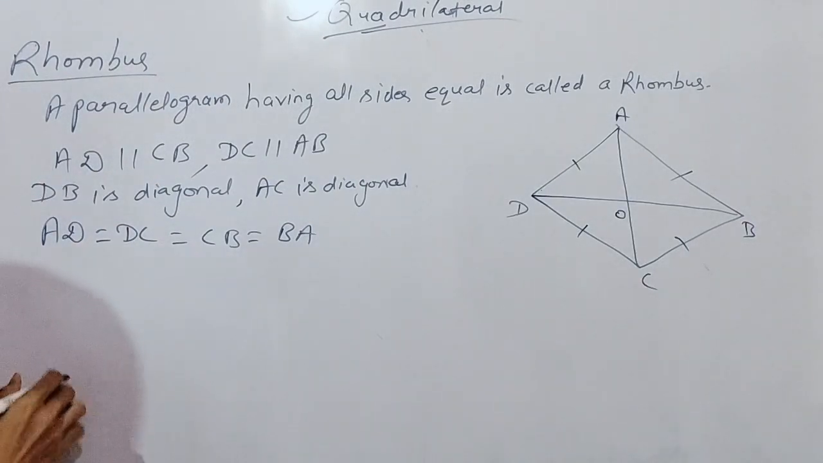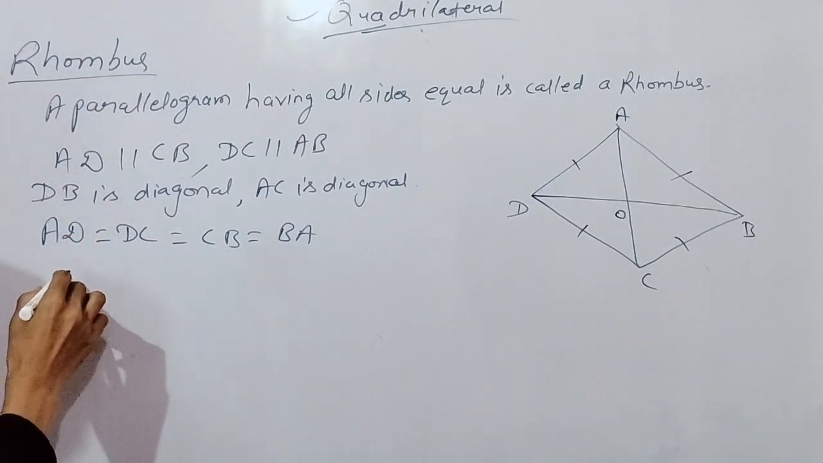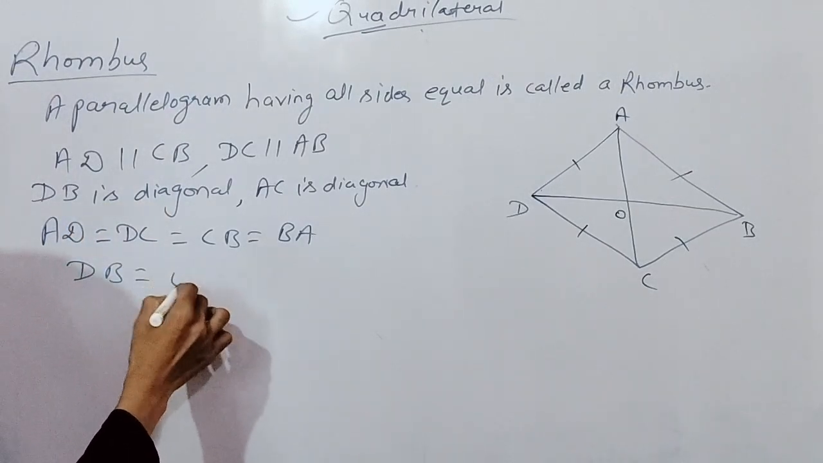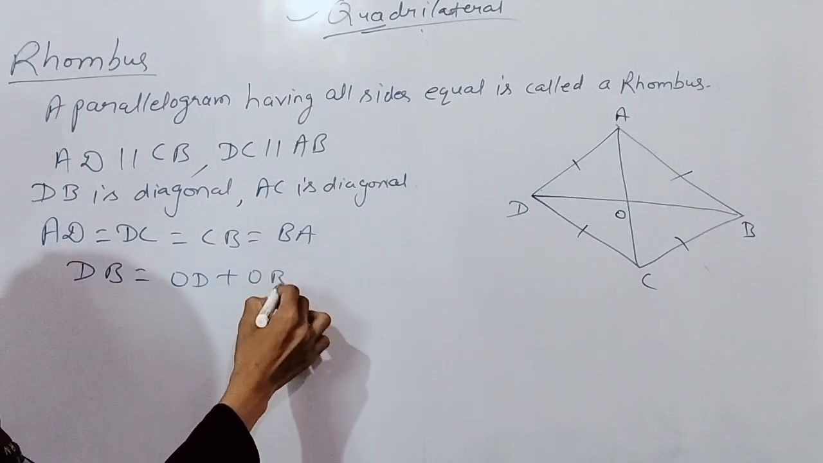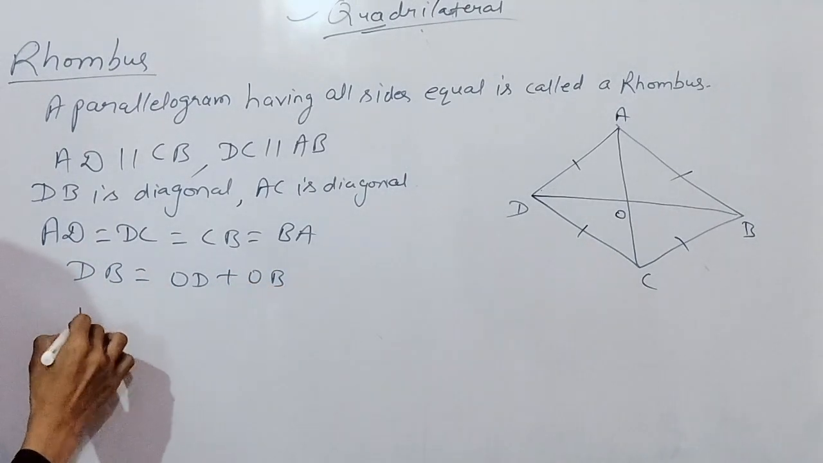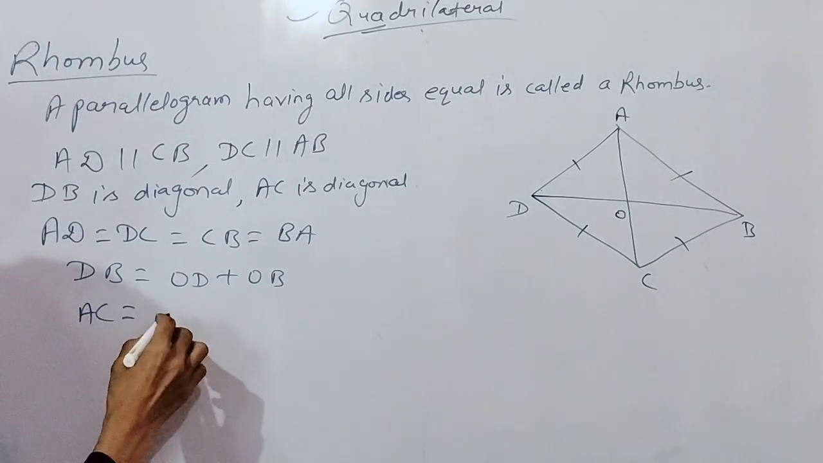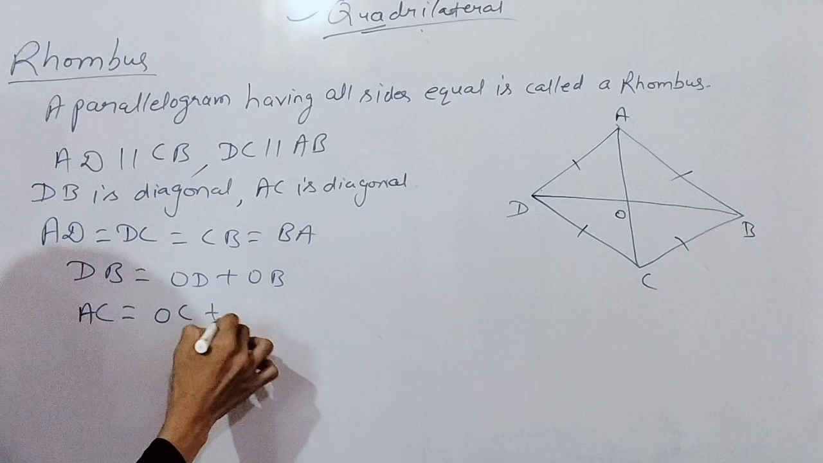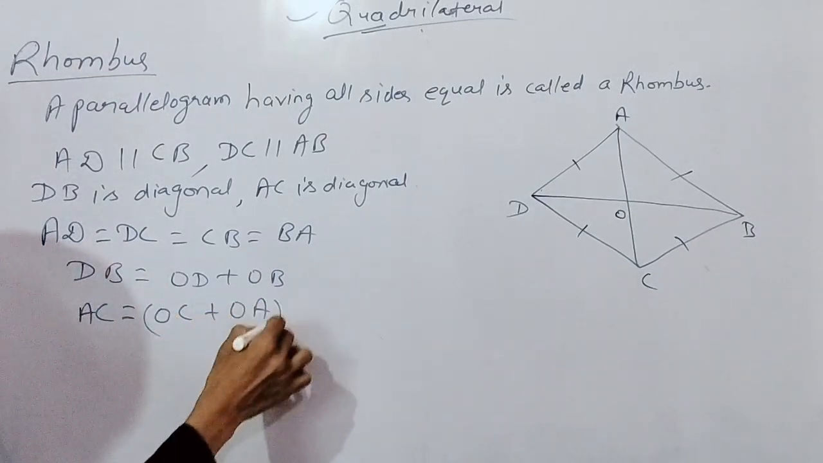Now, what else? DB is a diagonal. Can we say DB will be equal to OD plus OB? Yes, it is true. AC is a diagonal. AC will be equal to the sum of OC plus OA. Yes, it is true.